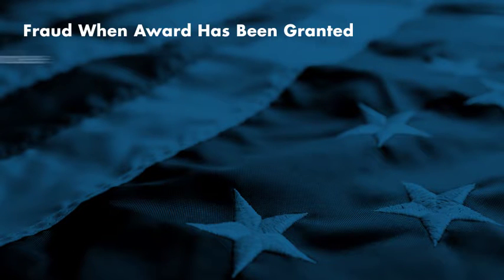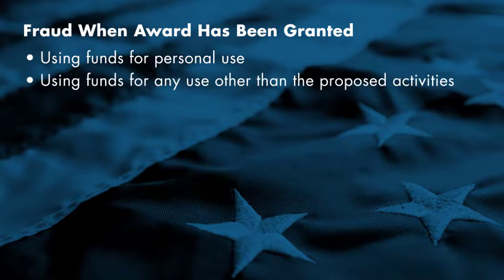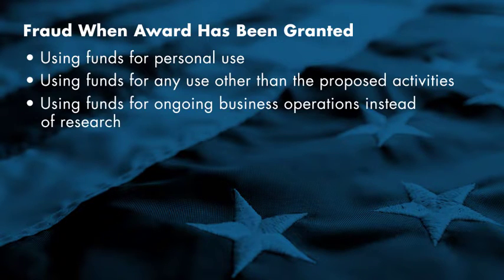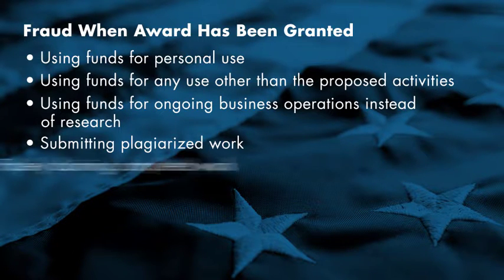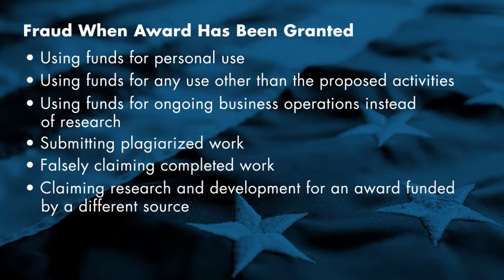Next, let's look at examples of fraud that would be relevant if an award has already been granted. Using any award funds for personal use or any use other than the proposed activities you had previously outlined would be grounds for an investigation. Likewise, if you use the SBIR STTR funds to support ongoing business operations instead of the intended research, this would be considered a misappropriation of funds. Other examples of fraudulent activities include submitting plagiarized reports, falsely claiming completed work, and/or claiming research and development results for an award that was funded by a different source.